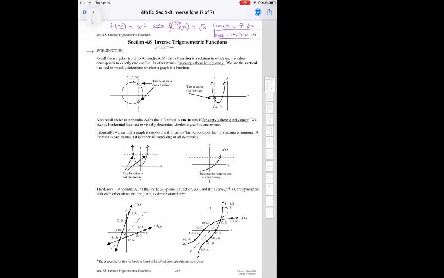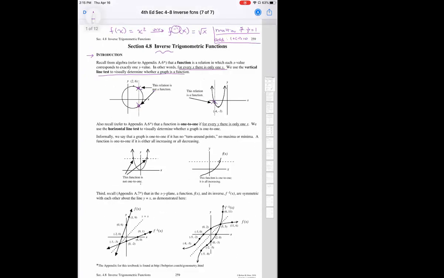Let's begin with the section with introduction. Recall from algebra, referred to appendix 1.6, that a function is a relation in which each x value corresponds to exactly one y value. In other words, for every x, there is only one y. We use a vertical line test to visually determine whether a graph is a function. Okay, so we draw a vertical line, and if it only crosses once, then we can say it's a function. Here, because it crosses twice, it is not a function. So a circle is not said to be a function. Now we have another image where it's a parabola, and we draw a vertical line and it only crosses once. So we can say, yes, it is a function.